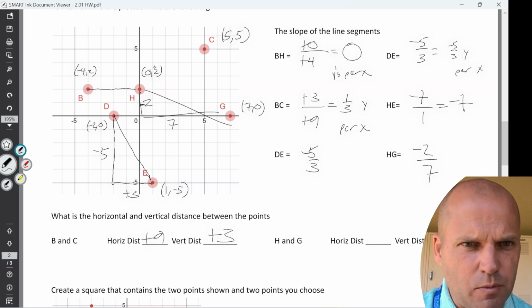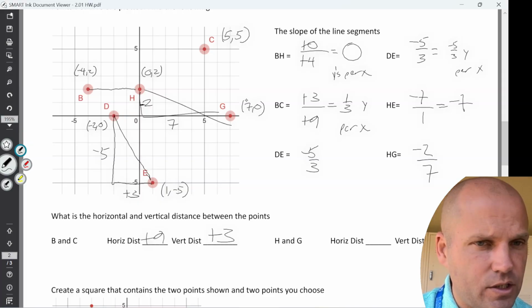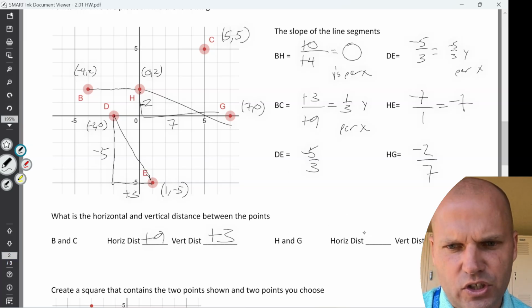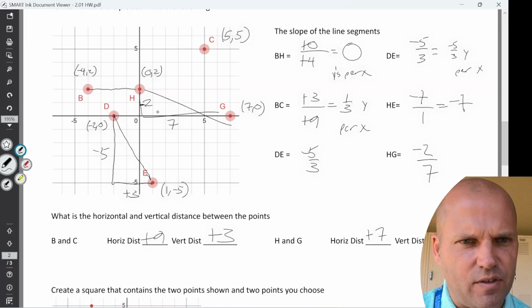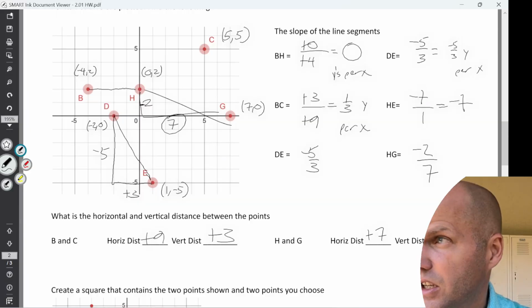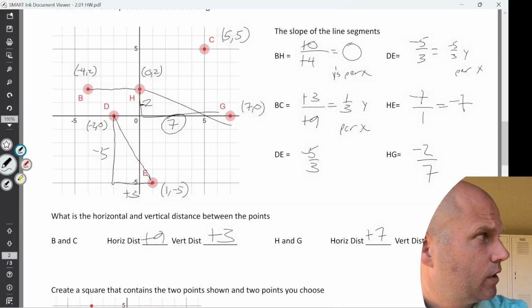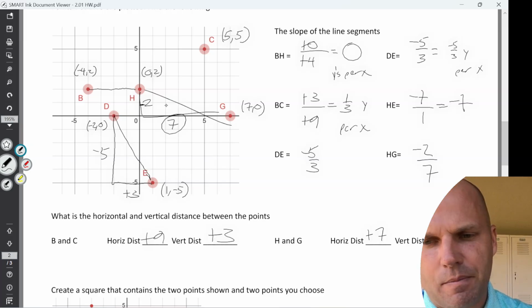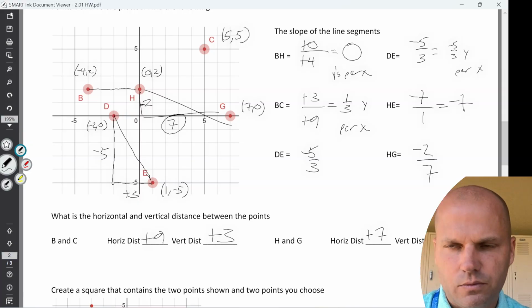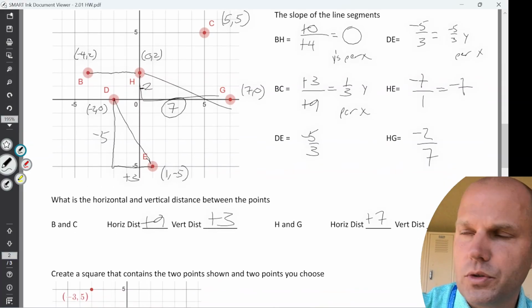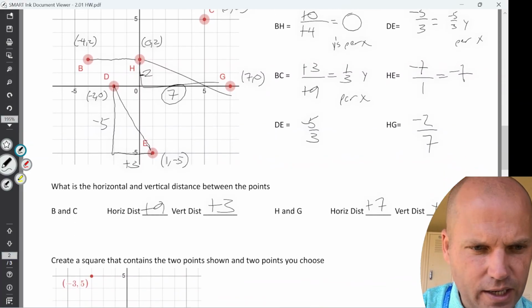Between H and G, I'm going from 2 to 0 for my y's. I'm going from 0 to 7 for my x's. So I'd say from 0 to 7, that's my horizontal distance of 7. You could see it in the grid if you'd like to, count over 7 blocks. And I would say that the vertical distance is not -2. I'd say it's rather positive 2. Distances and lengths are always positive. Slopes could be positive or negative.